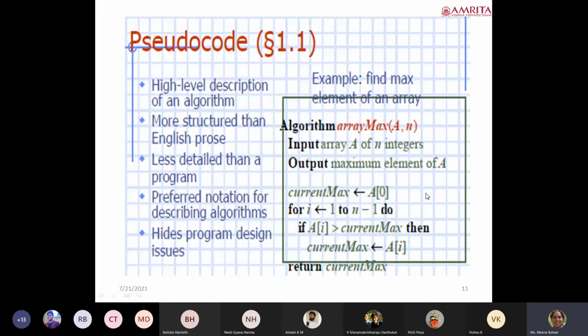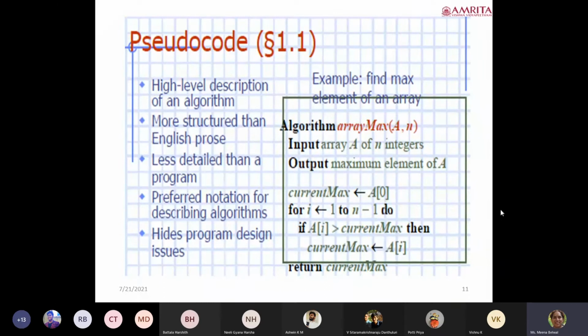That in between, if you need a temporary variable, you are not telling all those things. Okay. And this is a preferred notation for describing the algorithm. And the best part with this algorithm is it is providing you some level of abstraction wherein you are not worrying how the program will be designed. Okay. So now what is our task?